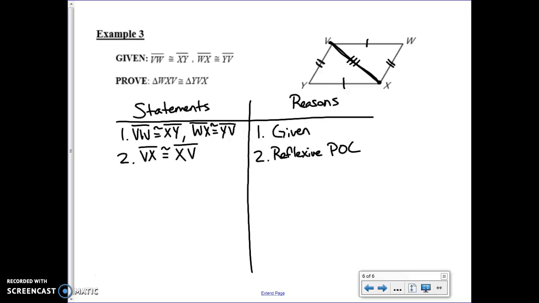All right, now I see I've marked all 3 sides of both triangles, so I can go ahead and put that proof statement down. Triangle WXV is congruent to triangle YVX. Our reason is side, side, side. And we're there once we've proven those triangles are congruent.